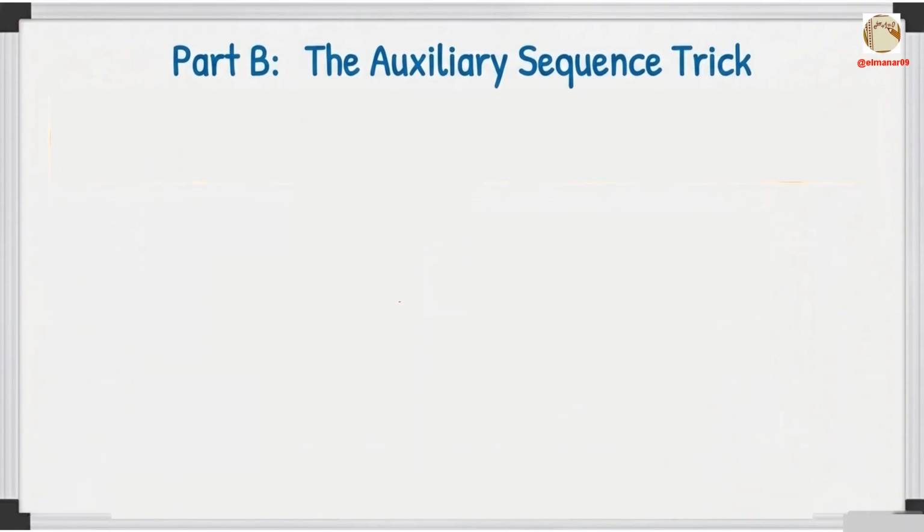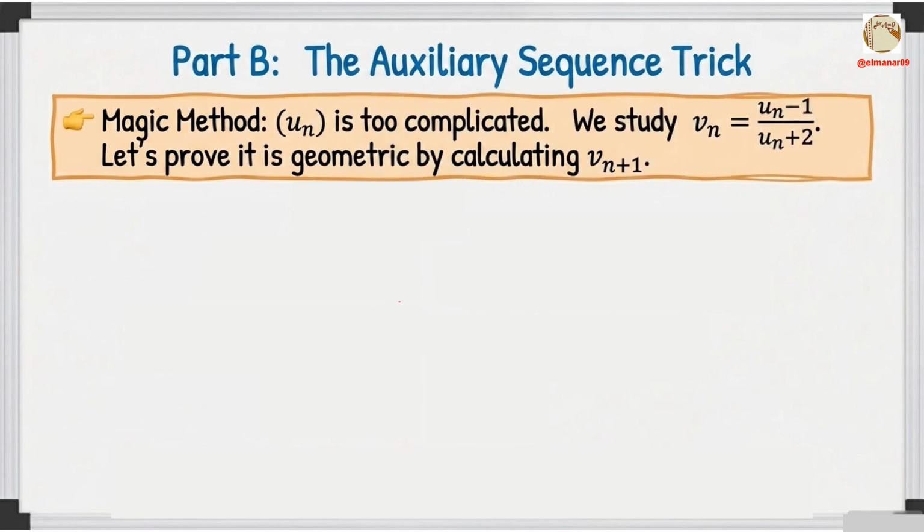Welcome to Part B. Sometimes a sequence is too stubborn to reveal its secrets directly. That's when we use the auxiliary sequence trick. We define a new sequence, V_n equals (u_n minus 1) over (u_n plus 2). Our goal? Prove V_n is geometric. To do this, we calculate V_n plus 1 and hope it's just V_n multiplied by a constant.